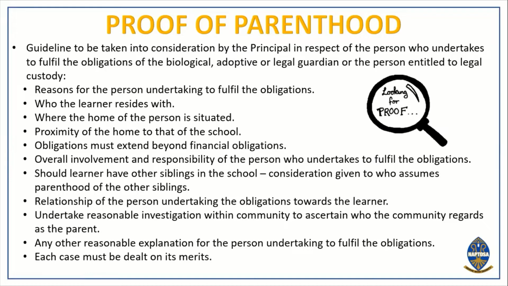If the learner has other siblings at the school, who's assuming guardianship or parenthood of the other siblings? Are the other siblings being looked after by biological parents when this learner is perhaps being looked after by a legal guardian for some other reason? So that is another thing you look at. The relationship of the person undertaking the obligations towards the learner. Is it a family member, for example?